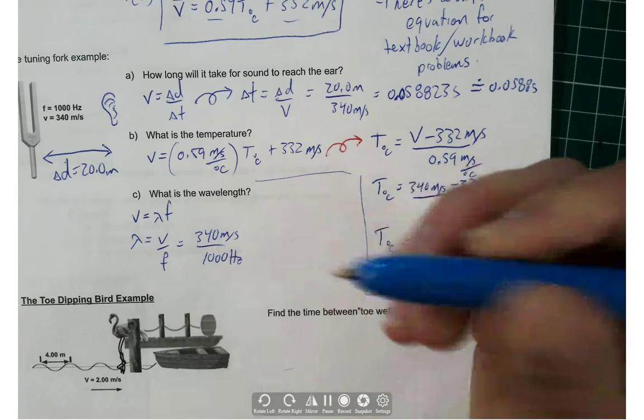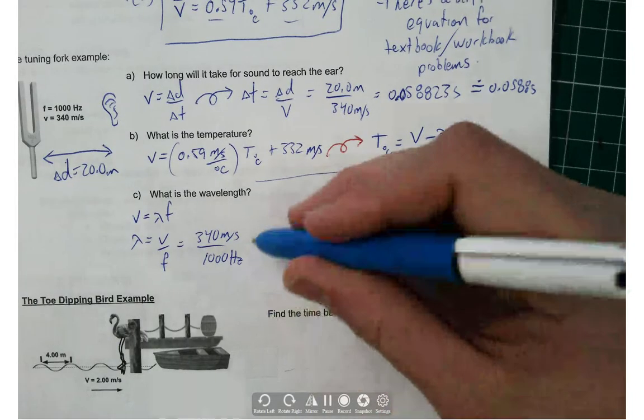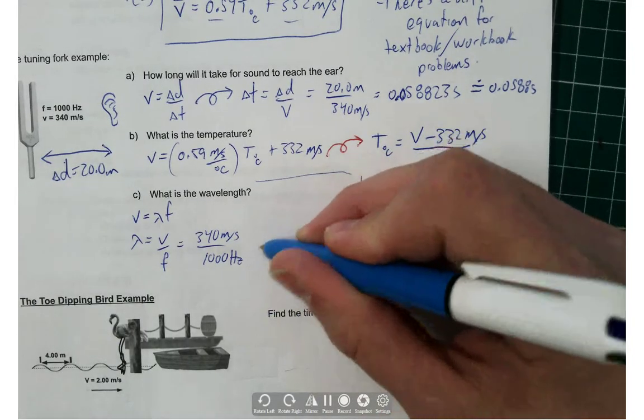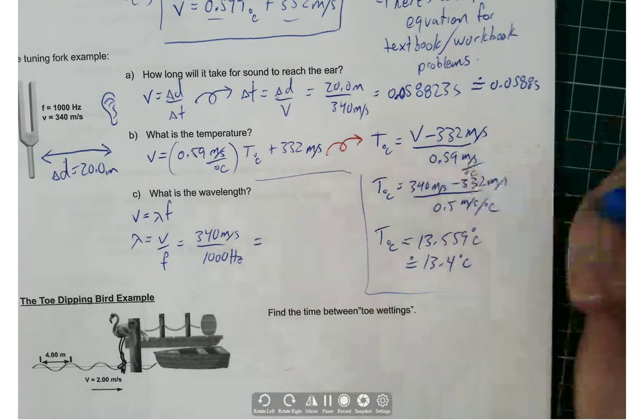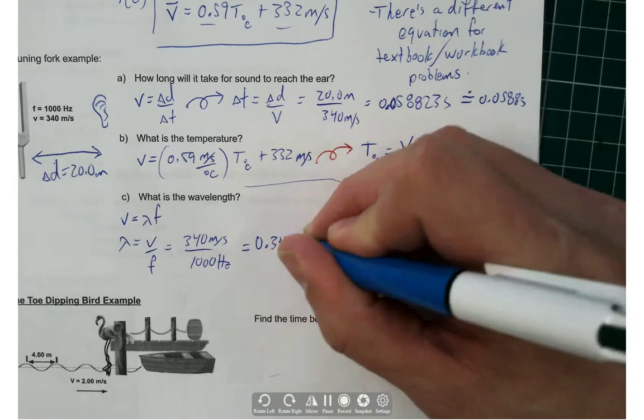And like I said, tuning forks typically are C notes. There really is not a 1,000 hertz tuning fork typically. A C note would really be 1,024 hertz. I just rounded it off to make the numbers easy. But 340 divided by 1,000 is going to be 0.34 meters.